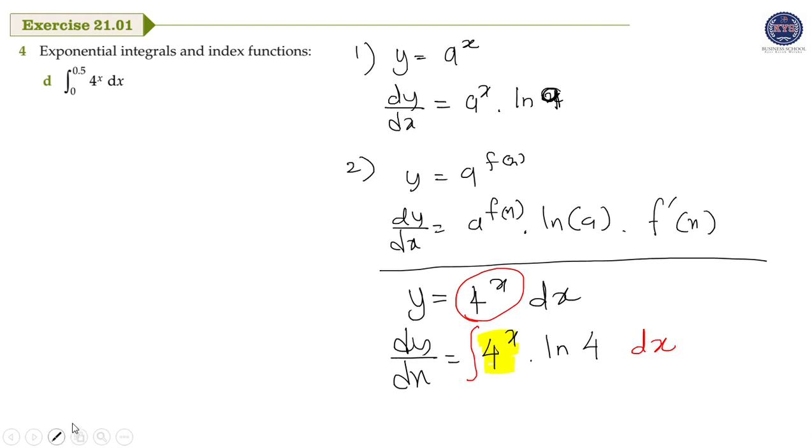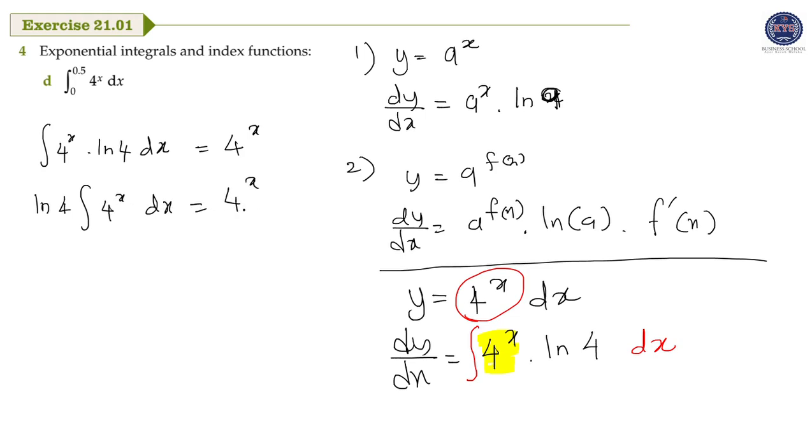So therefore, integrate 4^x ln 4 dx, kita tahu jawapan dia akan dapat 4^x, but we don't want this ln 4 sebab kita nak integrate this 4 power of x. So ln 4 put outside, treat as a constant. Okay, so kita tahu the answer will be 4^x, because they satisfy the anti-differentiation over here.